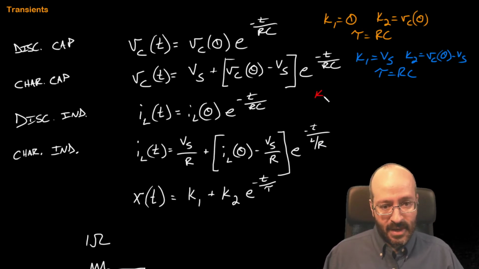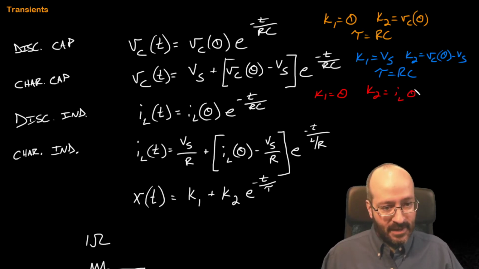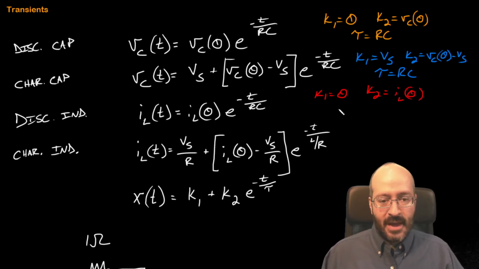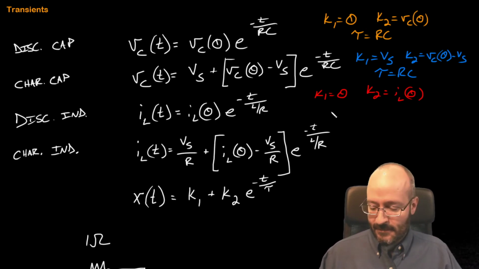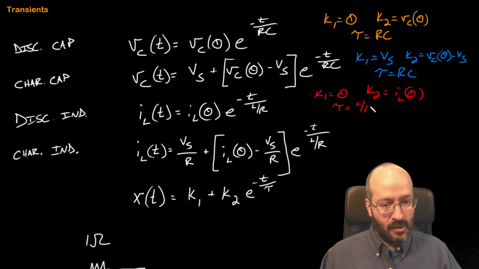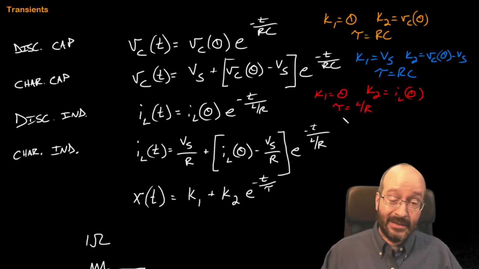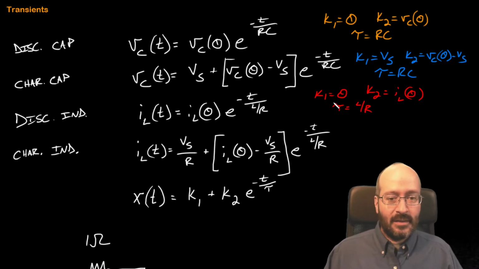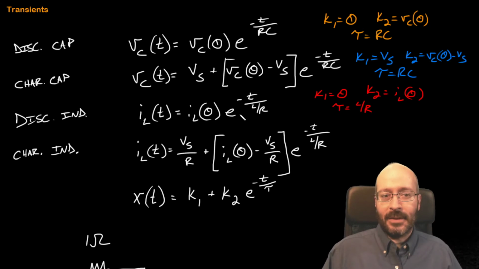Okay, over here we have K1 is equal to 0, K2 is equal to IL at 0, so there's our initial condition. And why did I write Rc? That's what I get for wanting to copy it over. That's L over R. Glad we caught that. Okay, so tau in this case is going to be L over R. That's one of the reasons I kept them together, because I want some value of tau. I want a constant in the denominator, and that's going to tell us something about the response.